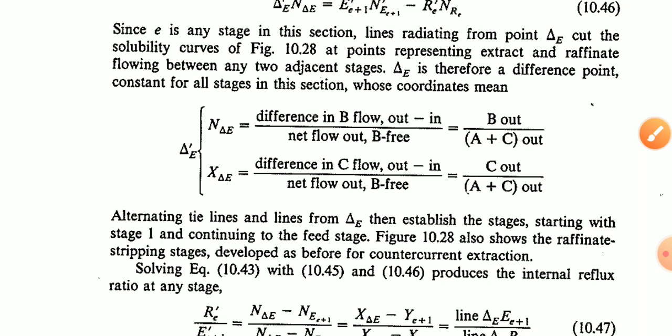Now since any stage's section line radiating from this point del E cuts the solubility curve in figure 10.28 at a point representing the extract and the raffinate between any two adjacent stages, del E is therefore a difference point, constant for all stages in this section, whose coordinates are n del E and x del E. These are the two equations, so write them down.